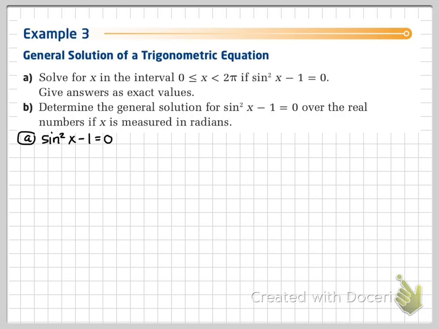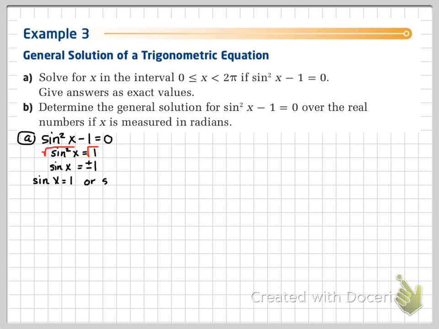In A, we have our equation, the sine squared of x minus 1 is equal to 0. So a couple of different ways we're going to solve it, and the first one is, let's look at using the square root principle. If sine squared of x minus 1 is equal to 0, I can say that the sine squared of x is equal to 1. And if I take the square root of both sides, I'll get the sine of x has got to equal positive or negative 1.